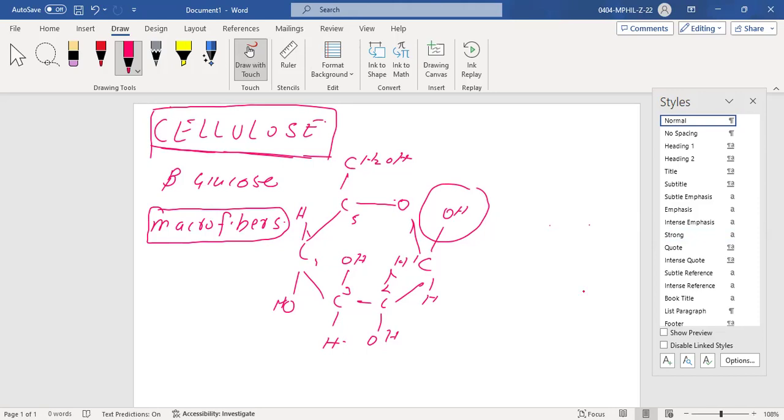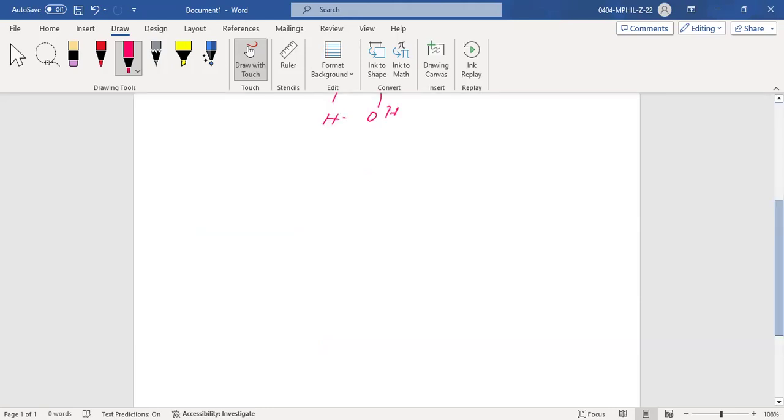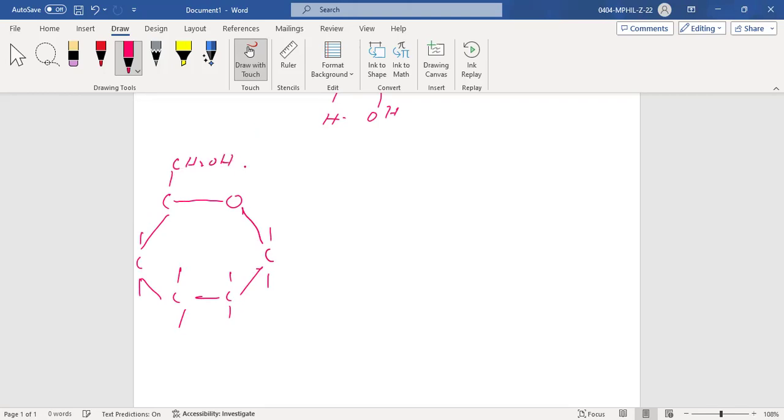So for example, we can combine two beta glucose. But before that, you should keep in mind one thing that I can write here, then you will easily understand. For example, you have one glucose here, like this. Here you can arrange the hydrogen and hydroxyl group as we arranged in our previous lectures.